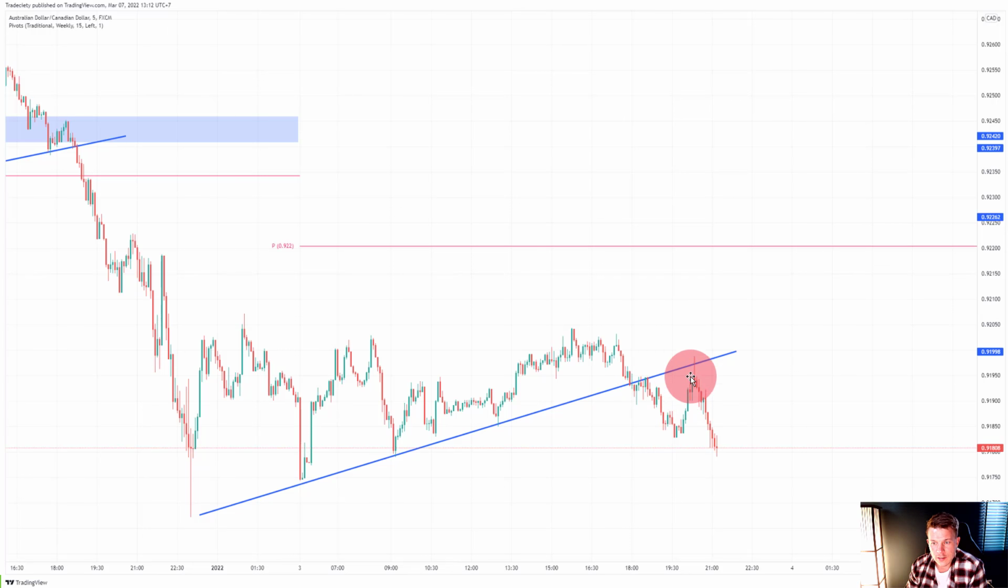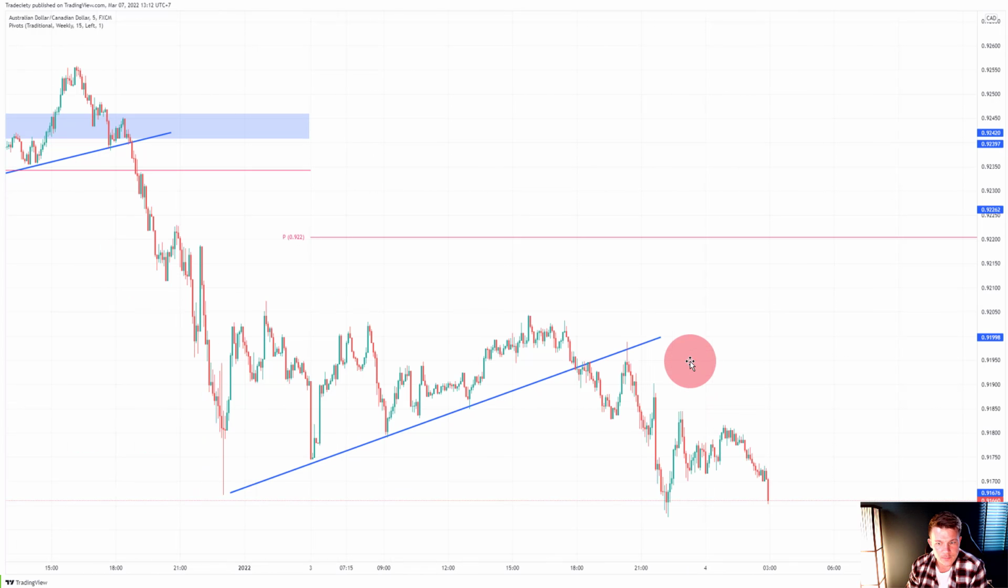Now we have the break and the retest of the trend line. So the trend line is going from being support to now being resistance. And then the downtrend keeps unfolding. So really, really interesting study.